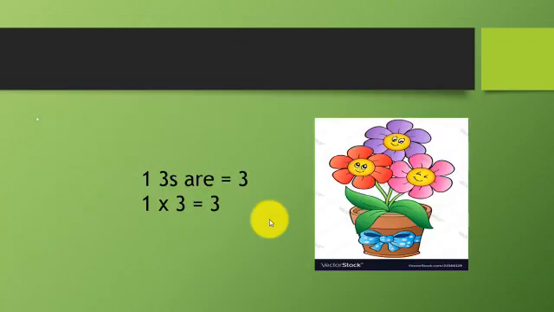Say, for example, if we use multiplication in table of 3, there is a pot of 3 flowers in it. We can say that 1, 3 are 3, and we can write this 1 multiply 3 is equal to 3.